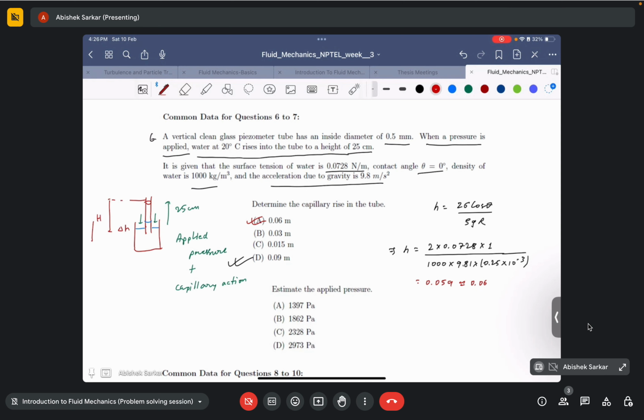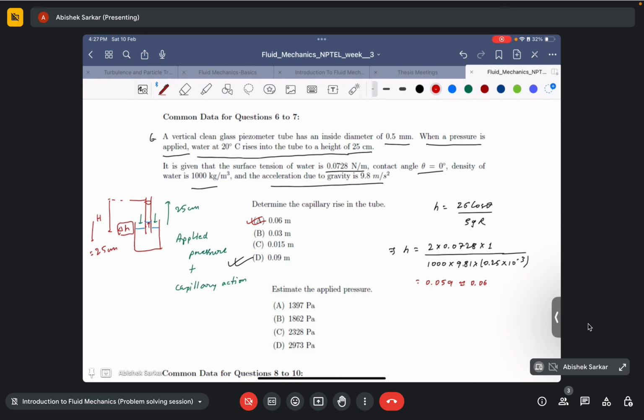And this h they are saying is equal to 25 centimeter. But this total height is actually because of a small rise due to capillary action, that is delta h, plus the applied pressure that they have put in the liquid. Is it clear? Yes, sir. The height due to capillary rise and the height due to applied pressure. When they initially put the tube in water, a little water rose, delta h, up to a certain height because of capillary action.